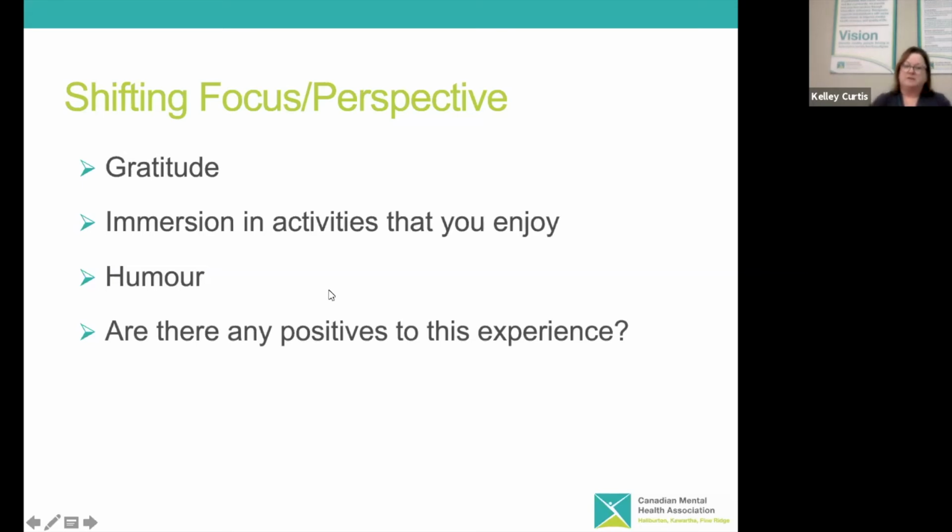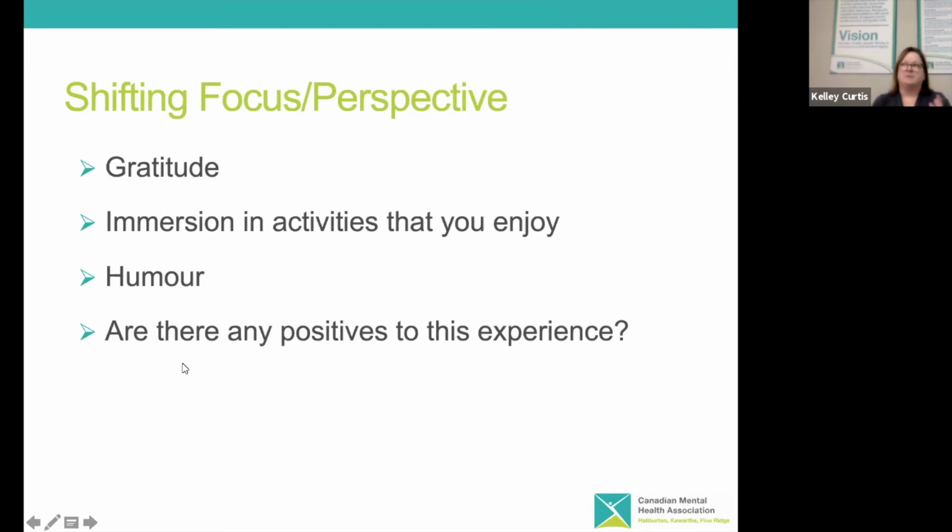But then looking for, are there any positives to this experience? So maybe I've learned to knit during this time that I wasn't able to be out and about and with my friends or with my family. So maybe there are some positives to this experience. Maybe I took up a new craft, or I took up a new hobby and I've gotten really good at it. Or maybe I've crocheted 15 blankets or something like that. So finding the positives to the experience.